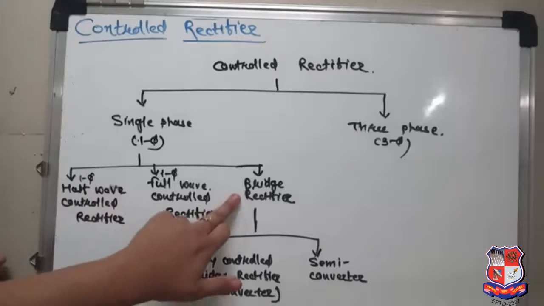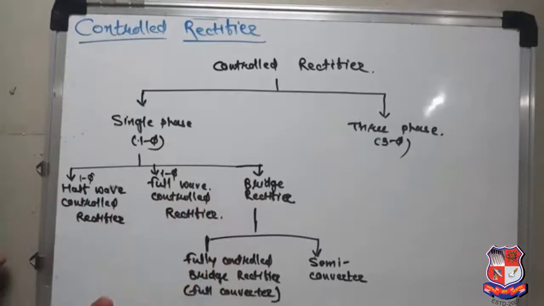Now the bridge configuration is there, in which if you are using four control devices, then it is called a full converter. And if you are using two diodes and two controlled phase control thyristors, then it is called a semi converter.